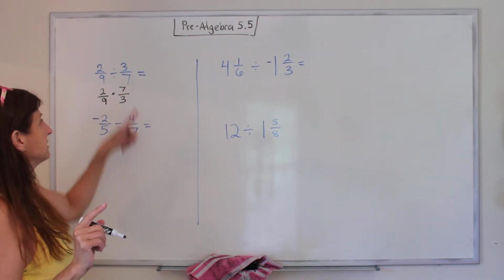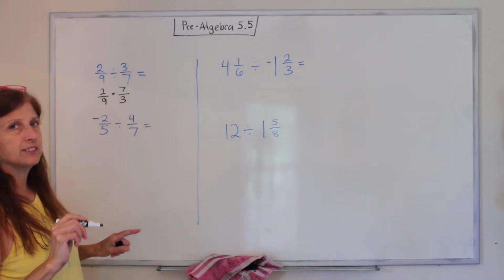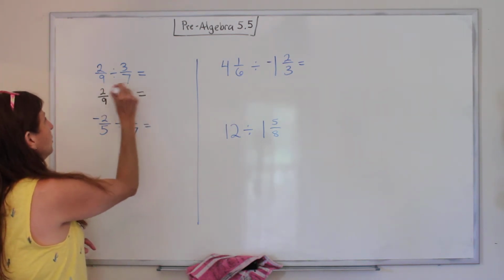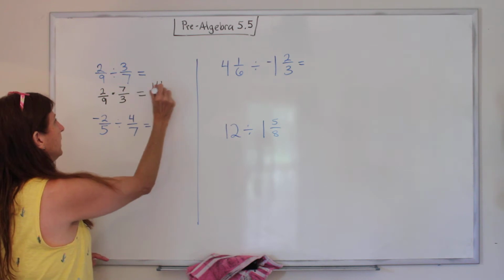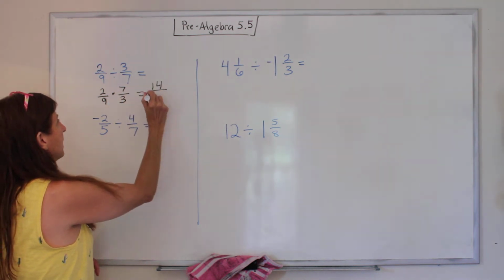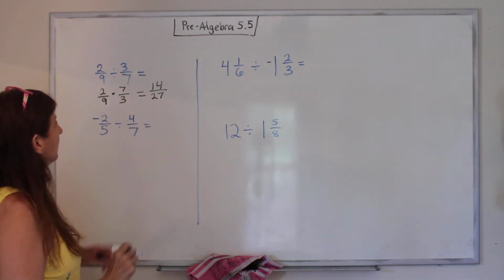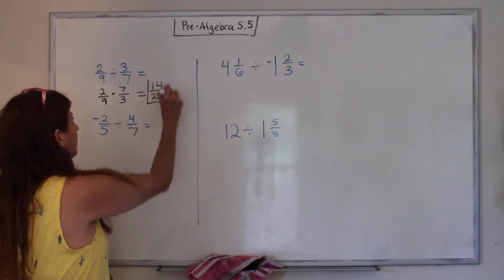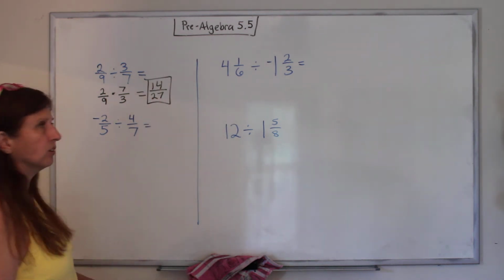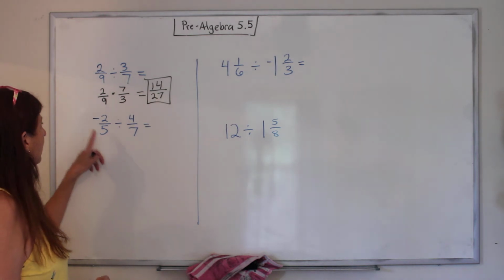The 7 goes on top, the 3 goes on bottom. Next we look to see if there's anything we can cancel out. But sadly, there is not. 2 times 7 is 14. 3 times 9 is 27. Nothing we can cancel out. That is the answer. All right, let's try another one.